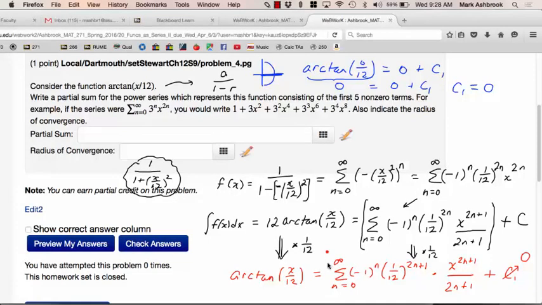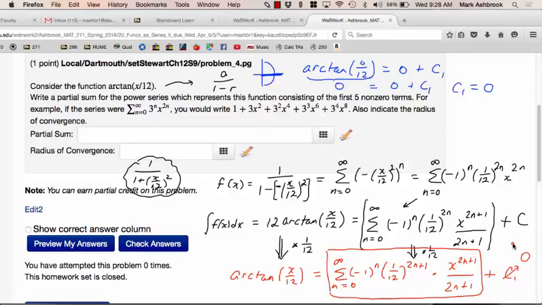So then we got it. If we want to write the first such and such non-zero terms, when n equals 0 is the first non-zero term. If you plug n equals 0 in there, you get 1 times 1/12 times x. So the first non-zero term is 1/12 x. And then n equals 1, you're going to get negative 1, 1/12 cubed, x cubed over 3. So that'll be the next non-zero term. We can just generate the non-zero terms by letting n be 0, 1, 2, 3.